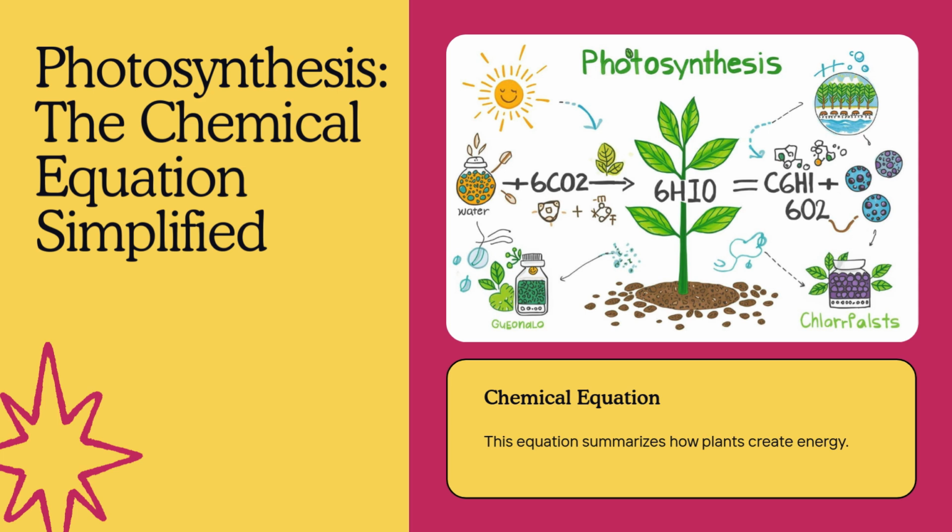One: carbon dioxide. Carbon dioxide is a gas found in the air. Plants take it in through tiny openings in the leaves called stomata.